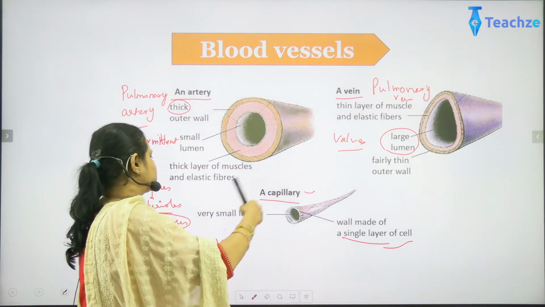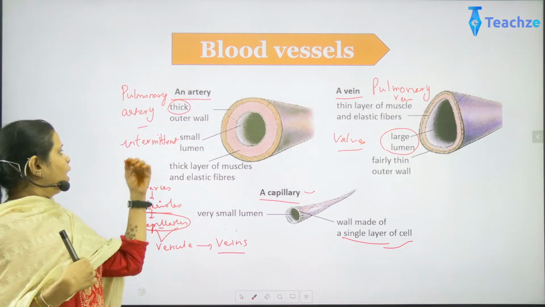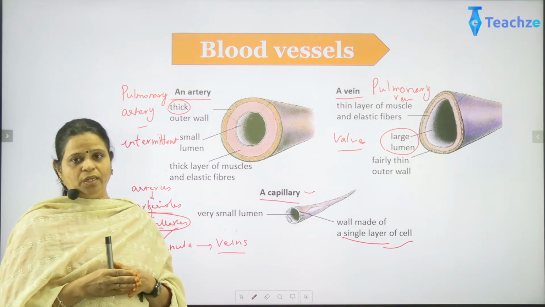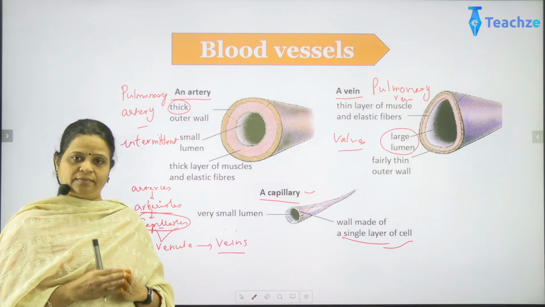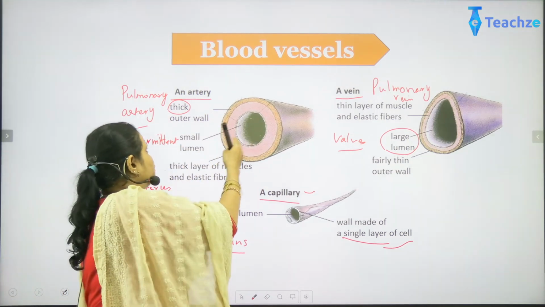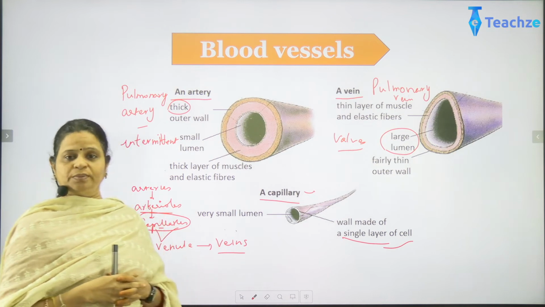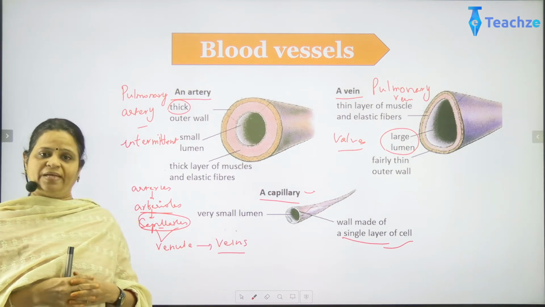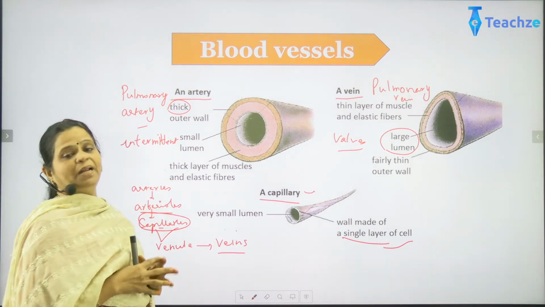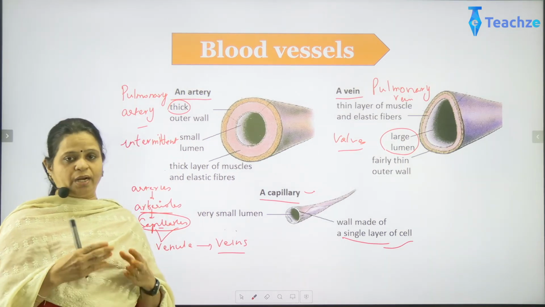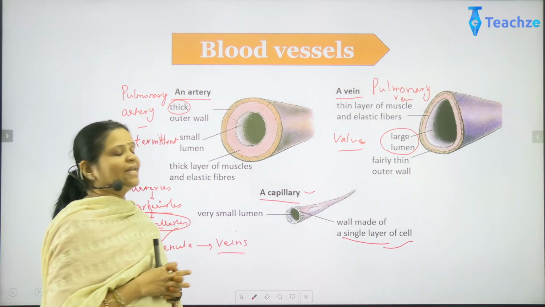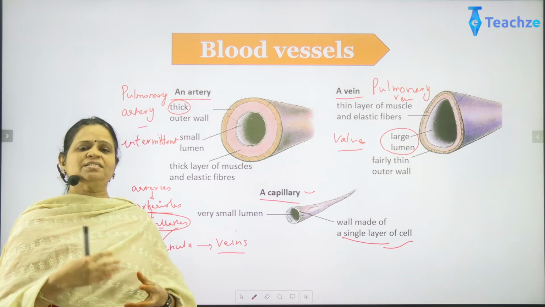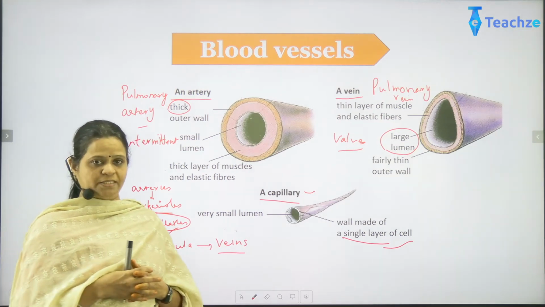To summarize this, just look at the differences here. An artery always has a thicker wall, whereas a vein has a thinner wall, and capillaries are generally one cell thick. Arteries have a smaller lumen, veins have a larger lumen, and capillaries have a very small lumen because the size itself is very, very small. In arteries, blood always flows with greater or high pressure, and a vein has less pressure in its flow, and capillaries are all single celled. It's just for the exchange at that particular place.